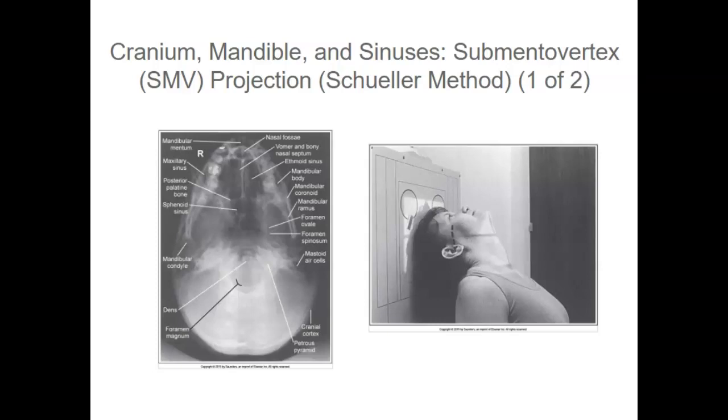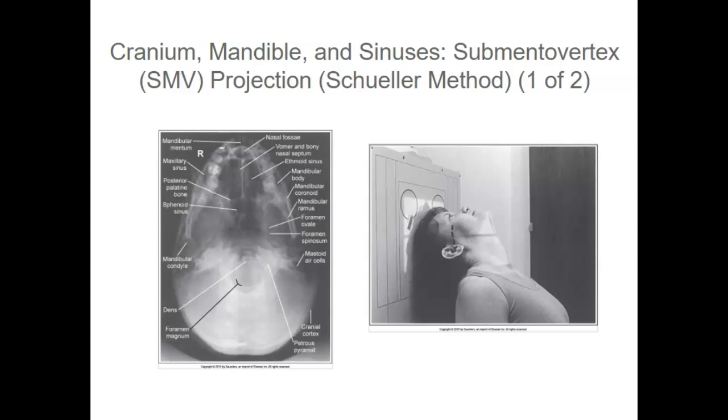For the cranium, when taking the SMV projection, the dens should be demonstrated at the center of the exposure field. For the sinuses and mandible, the sphenoid sinuses are demonstrated at the center of the exposure field. For the cranium, the mandible and the outer cranial cortices are all included within the exposure field. When taking the SMV for the sinuses and mandible, the mandible, lateral cranial cortices, and the mastoid air cells are to be included within the exposure field.